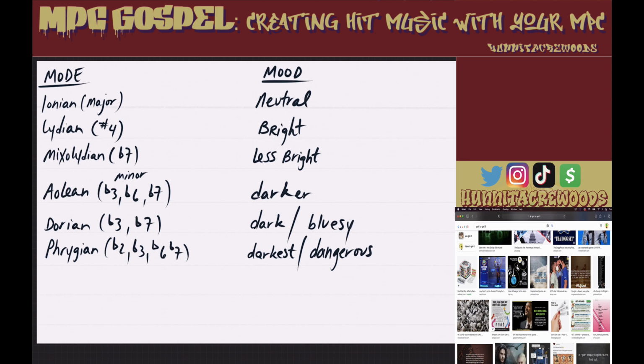And then the last mode is Locrian. But they say don't use it. So experiment with it. All right, let's see. I think I explained everything. Yep. So that's about it. We're gonna jump into the MPC.